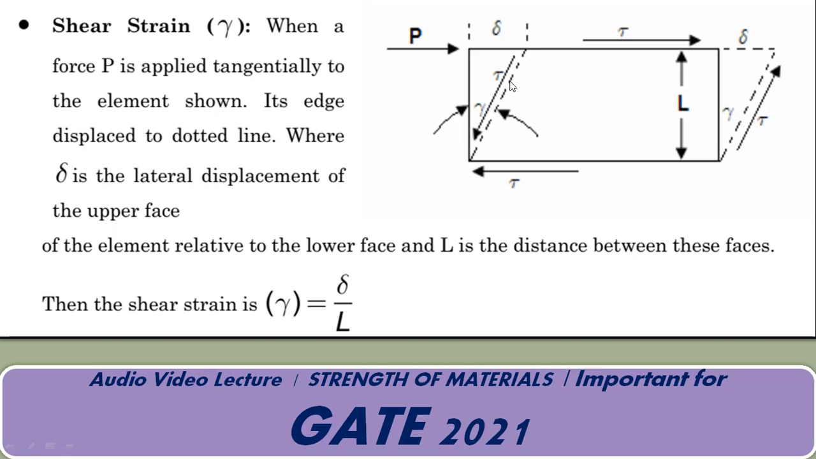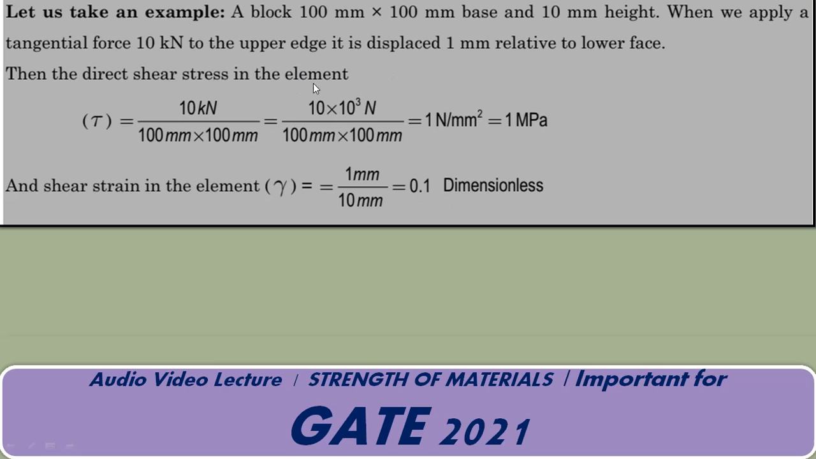So delta is the lateral displacement of the upper face of the element relative to the lower face, and L is the distance between these forces. Therefore the shear strain is denoted by gamma is equal to delta divided by L. L is the length of the bottom line, and delta is the change in length. So the change in length of the top line divided by the bottom line is the shear strain. Let us take an example.